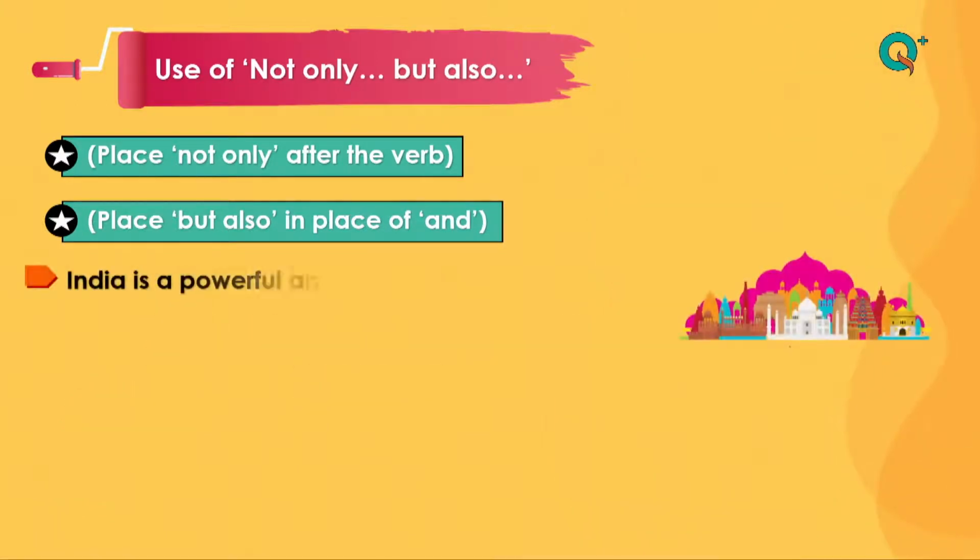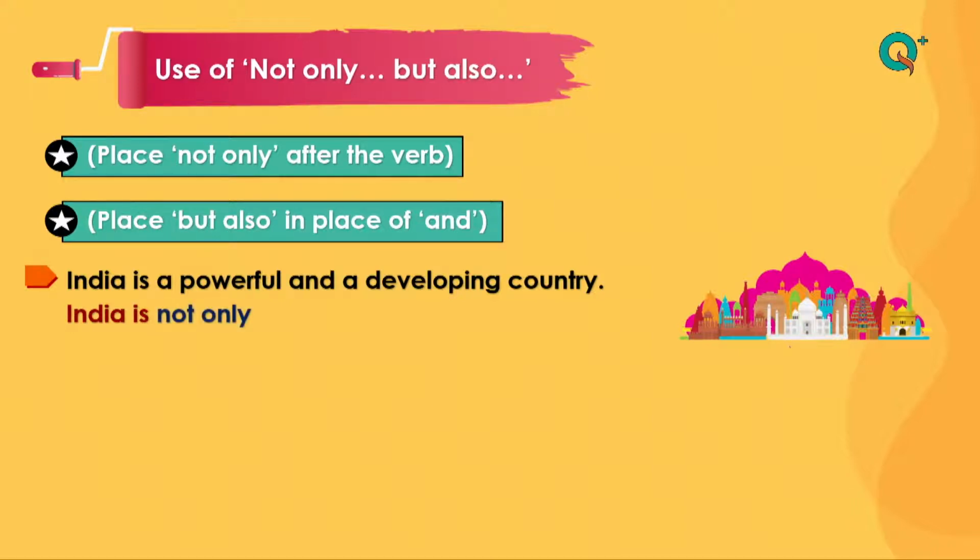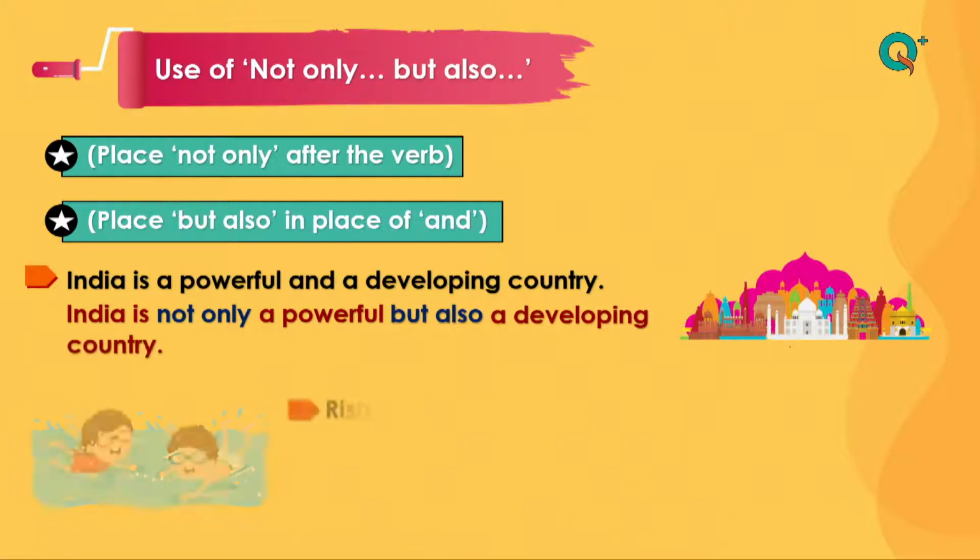Let's take a look at another sentence. India is a powerful and a developing country. So again, we will begin with the initial part of the sentence, place not only after the verb, then whatever follows, replace and with but also, and then the remaining part of the sentence. India is not only a powerful but also a developing country.